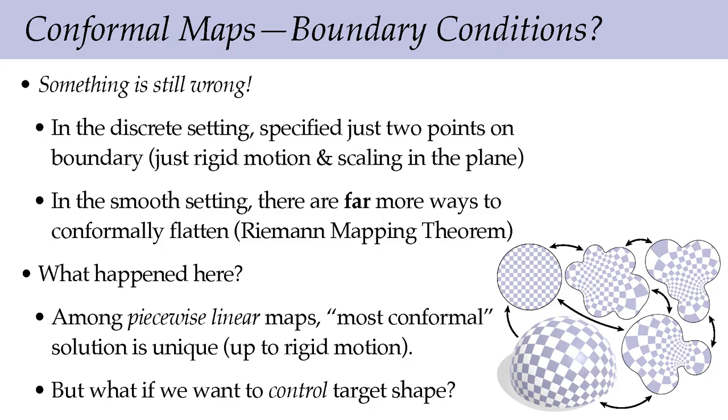Something's wrong. What are the boundary conditions? So one idea is I could say, okay, there's not a unique solution, so find the best one, find the least distorted one. But I could also ask, what if I really have a shape in mind, or I really have features that I care about? I really need there to be a little bump there. I know it's possible. The theory tells me it's possible. How do I do it algorithmically?